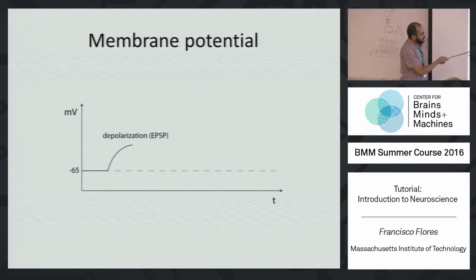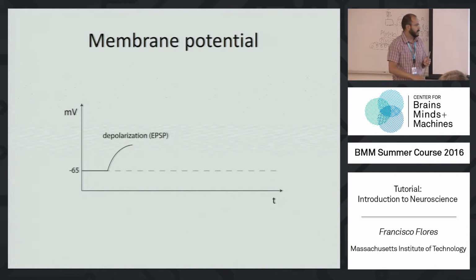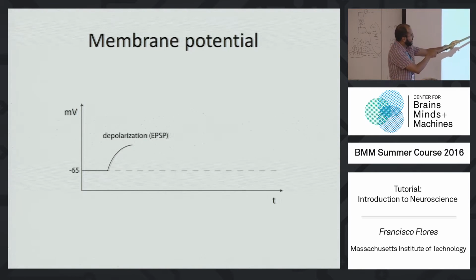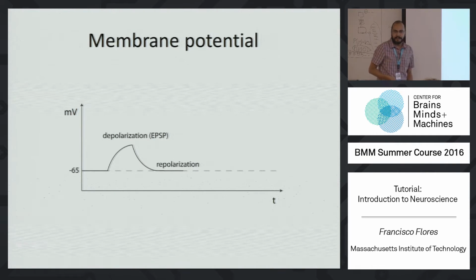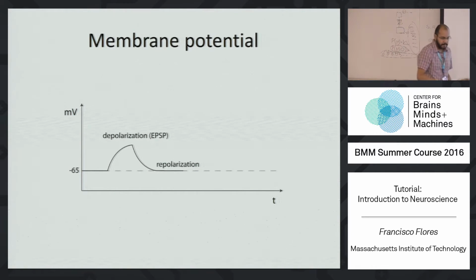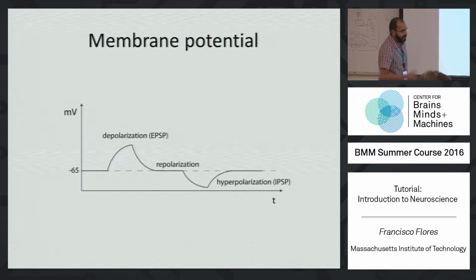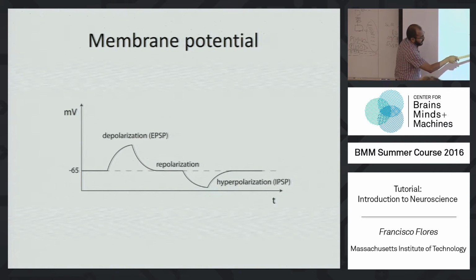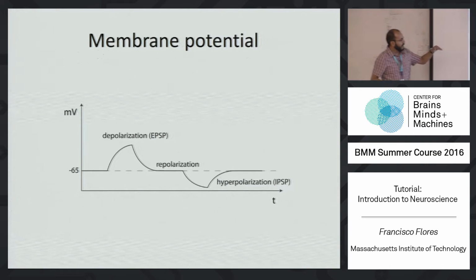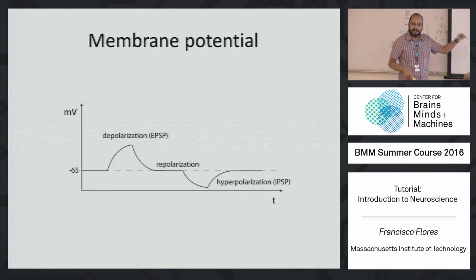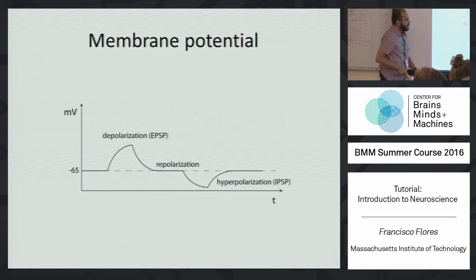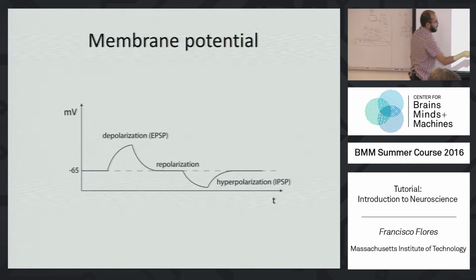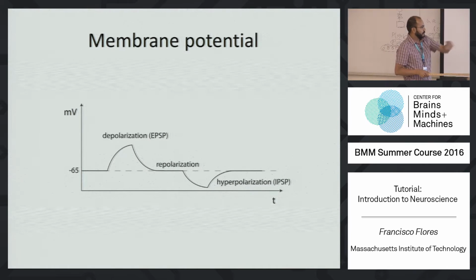If that input drives the membrane potential towards 0, that's called a depolarization. So basically you're depolarizing the membrane potential. If you stop your input right there, the membrane potential is going to repolarize back towards the resting potential, okay? Now if you provide an input in the opposite direction, so basically negative currents, you're going to produce what is called a hyperpolarization. Whenever the neuron moves towards potentials that are more negative compared to the resting potential, that is called a hyperpolarization.